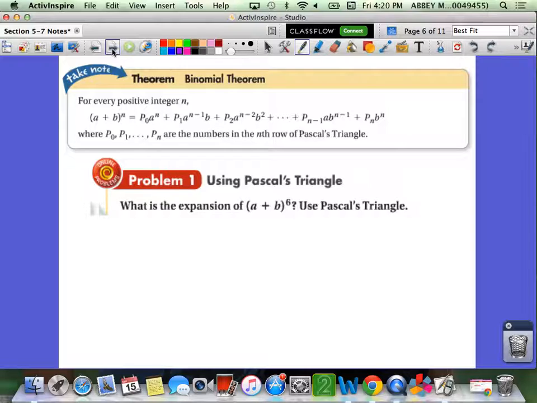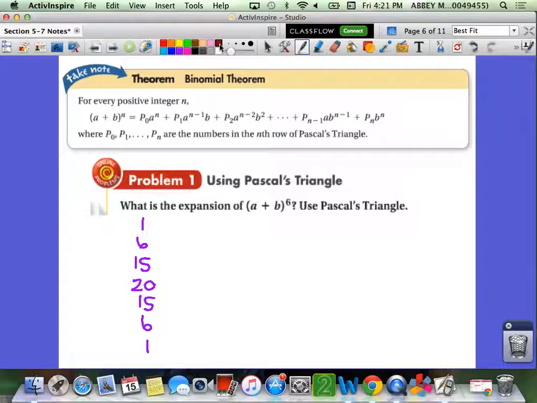We are going to start with our coefficients. So for row 6, I'm going to have 1, 6, 15, 20, 15, 6, and 1. Again, I'm writing them vertically. You're going to see why in just a second.